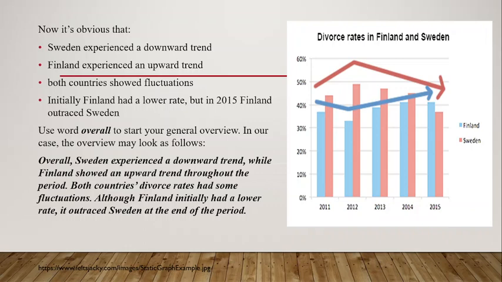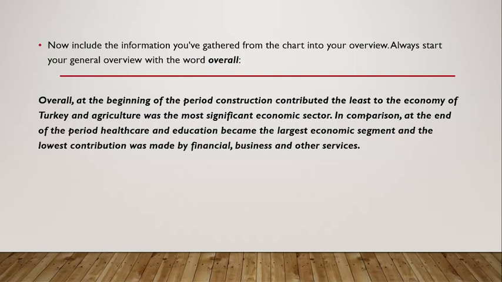Use the word overall to start your general overview. In our case, the overview may look like this. Overall, Sweden experienced a downward trend while Finland showed an upward trend throughout the period. Both countries' divorce rates had some fluctuations. Although Finland initially had a lower rate, it outran Sweden at the end of the period. Now include information you've gathered from the chart into your overview. Always start your general overview with the word overall.